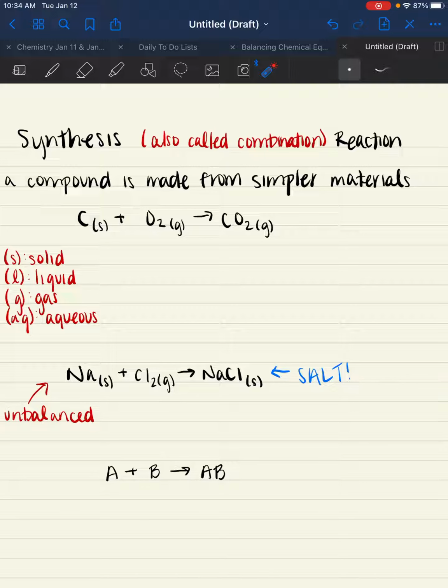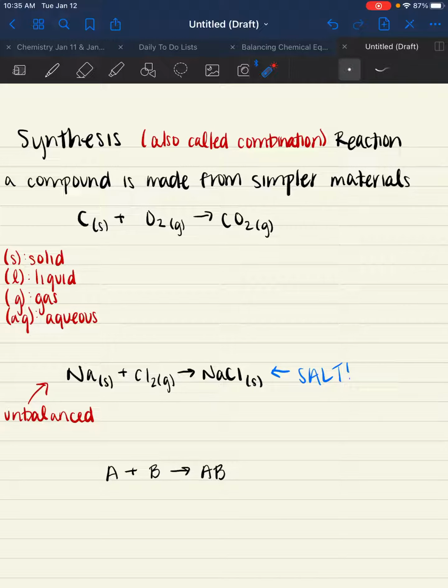So another example down below, we have sodium combining with chlorine gas, and it is creating NaCl. You may know already that NaCl is just salt. This is your standard table salt that you can think about. So we are making salt from this sodium and chlorine. Notice that this equation is unbalanced. We're not going to worry about that for right now. Right now I just want you to understand what a synthesis reaction is.